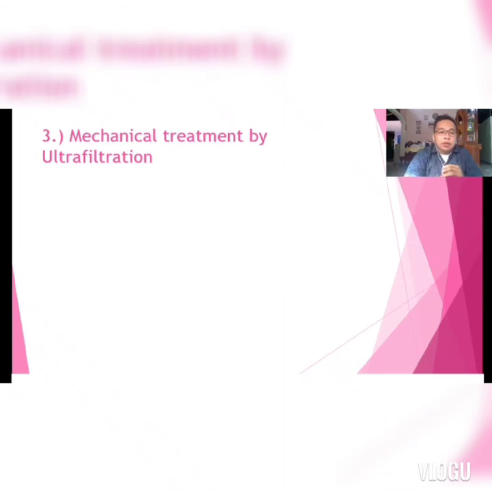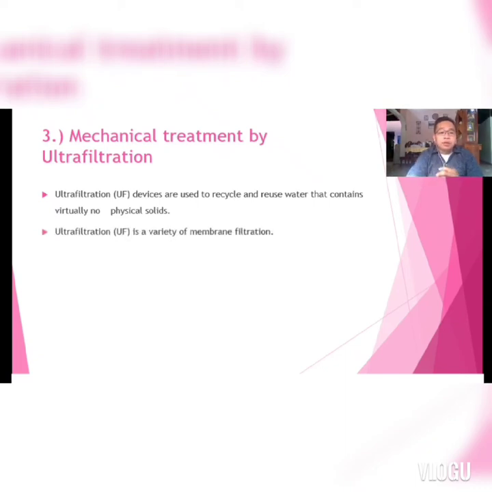Technologies that can treat the toxic materials in the wastewater include mechanical treatment by ultrafiltration. Ultrafiltration, or UF, devices are used to recycle and reuse water that contains virtually no physical solids. Ultrafiltration is a variety of membrane filtration in which forces like pressure or concentration gradients lead to a separation through a semi-permeable membrane. Suspended solids and solutes of high molecular weights are retained in the so-called retentate, while water and low molecular weight solutes pass through the membrane in the permeate.